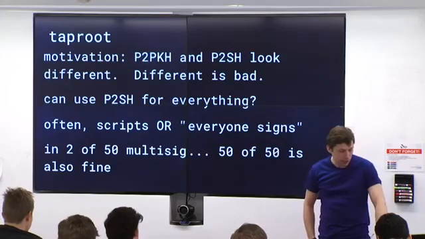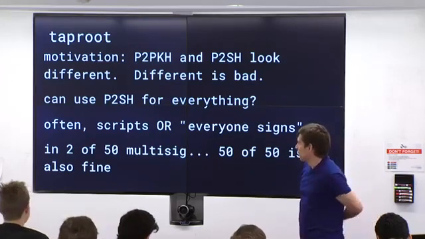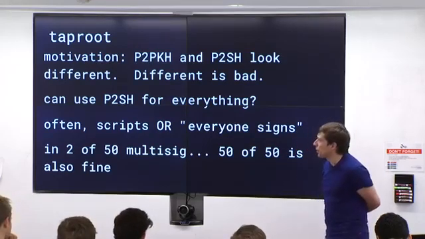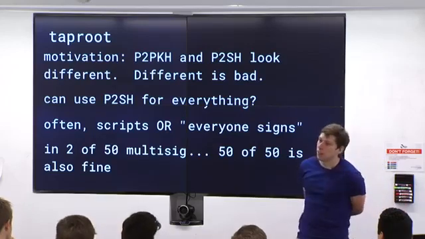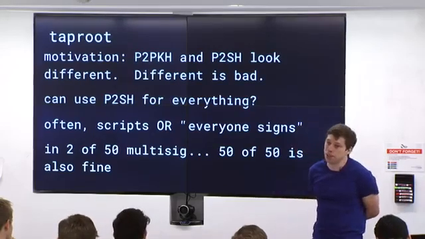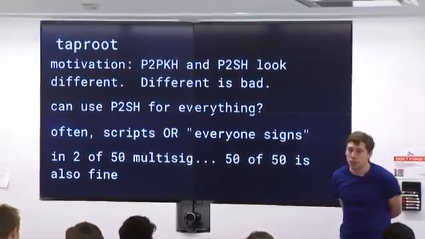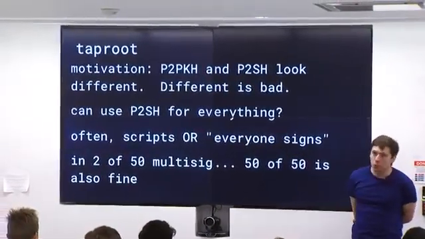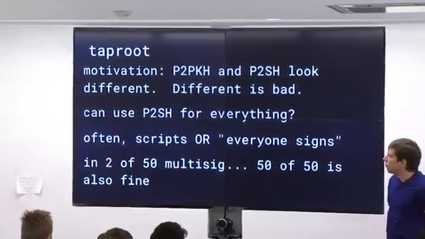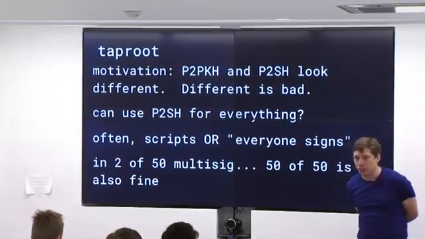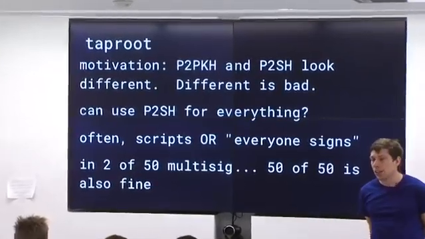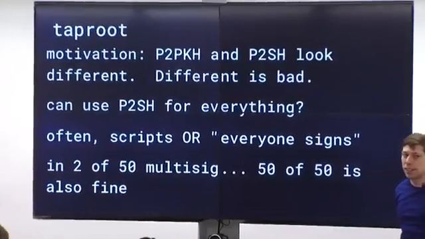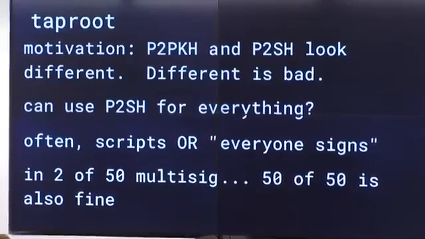So the motivation here is pay to pub key hash and pay to script hash look different, right? You can tell just looking at the output. These are totally different output scripts. One of them's got a pub key hash, one of them's got a script hash. Different is bad. We don't want everything to look different. Then you can sort of sort things. You can try to differentiate, try to track people's coins, things like that. You want it to all look uniform to make it more anonymous.